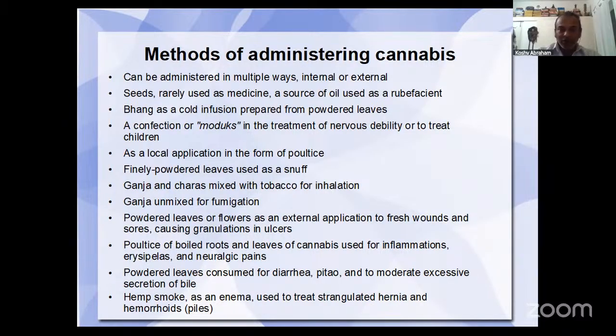Fumigation used ganja, basically burnt ganja, and the smoke was used to fumigate the targeted areas. We see that the use of both the leaves and the flowers was quite common for wounds on the skin, deep wounds, sores, ulcers. All these were treated primarily with the leaves and the flowers. The powdered leaves were consumed to treat diarrhea and basically high pitta states, which also includes the excessive secretion of bile.